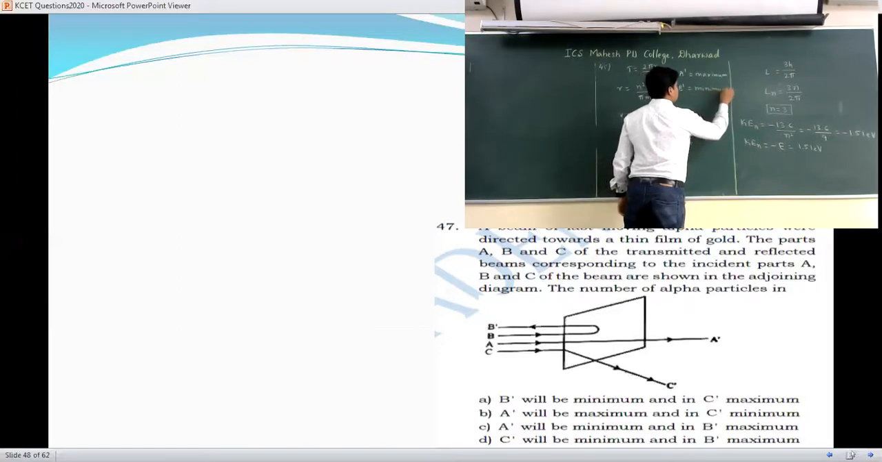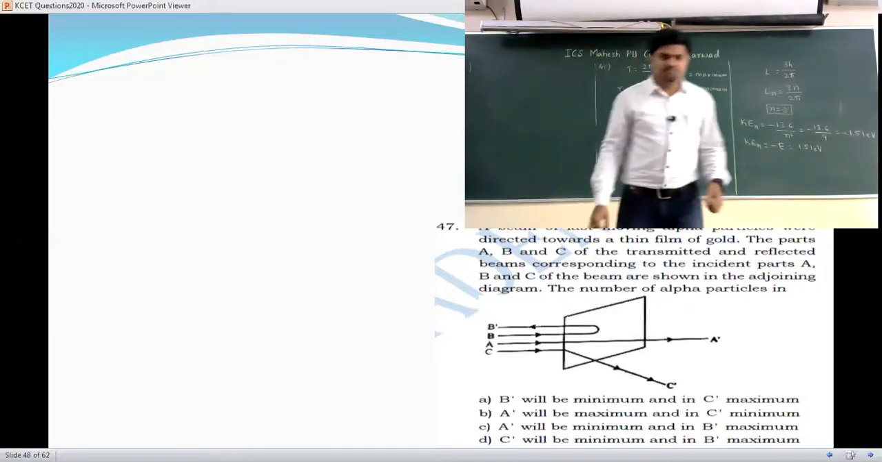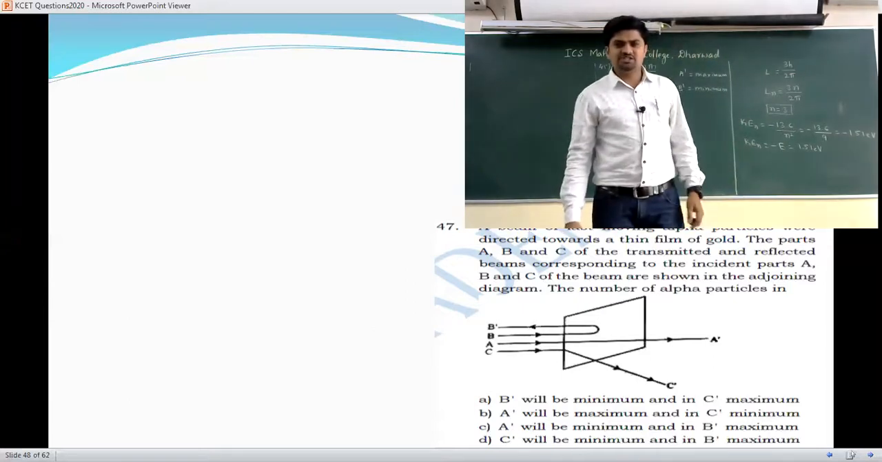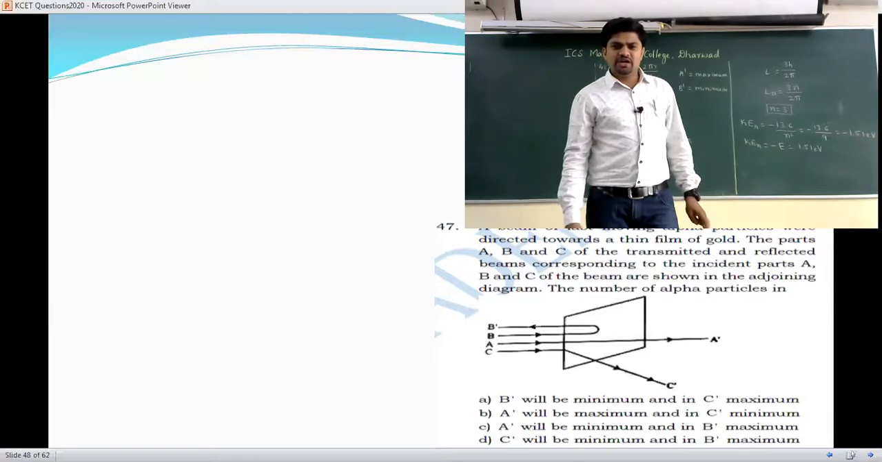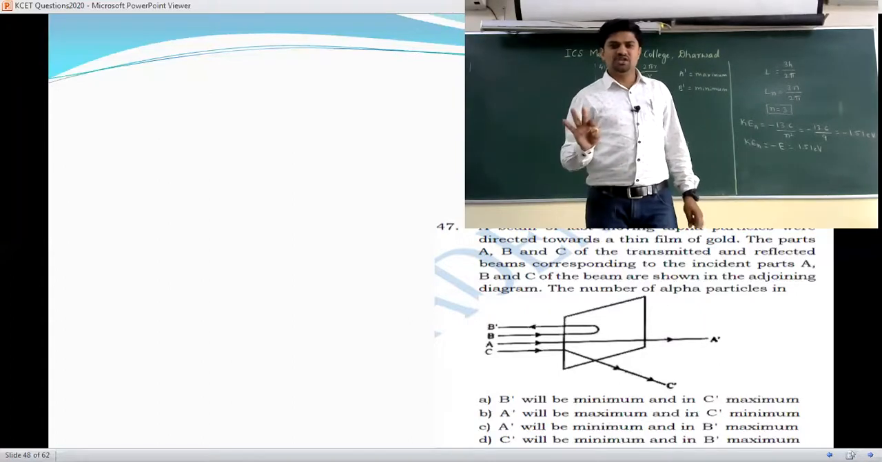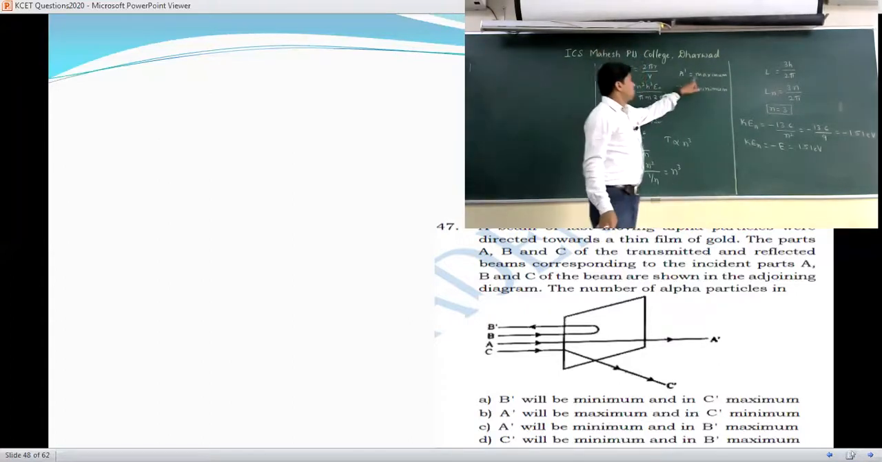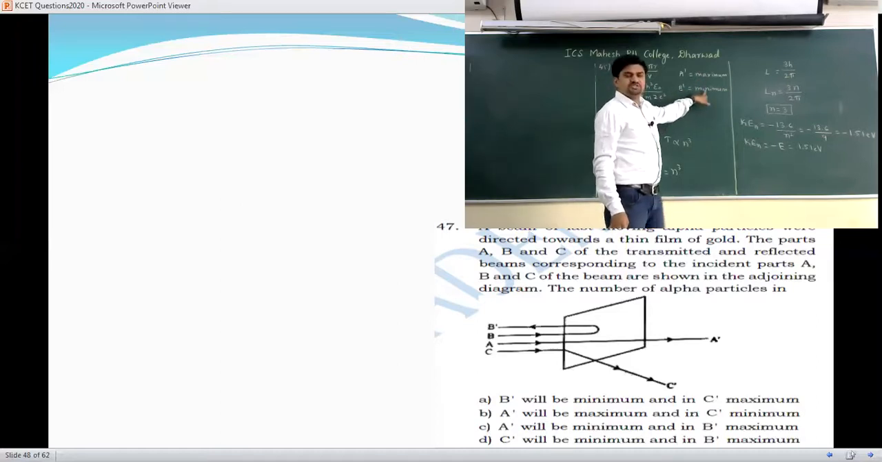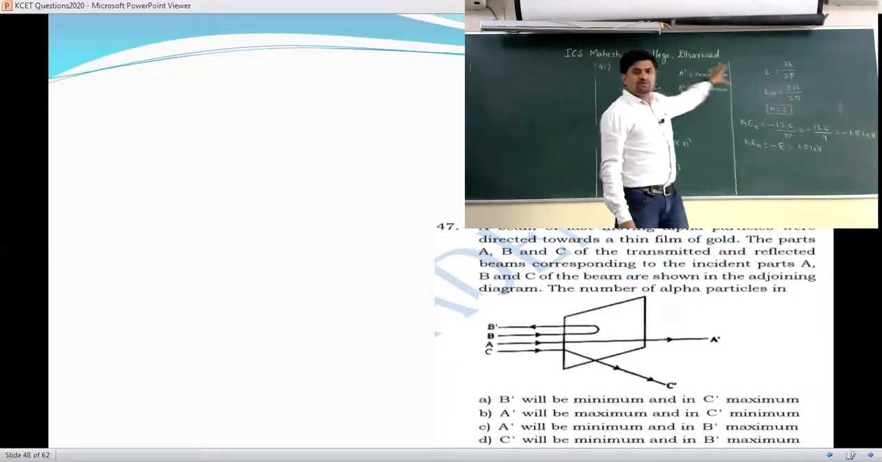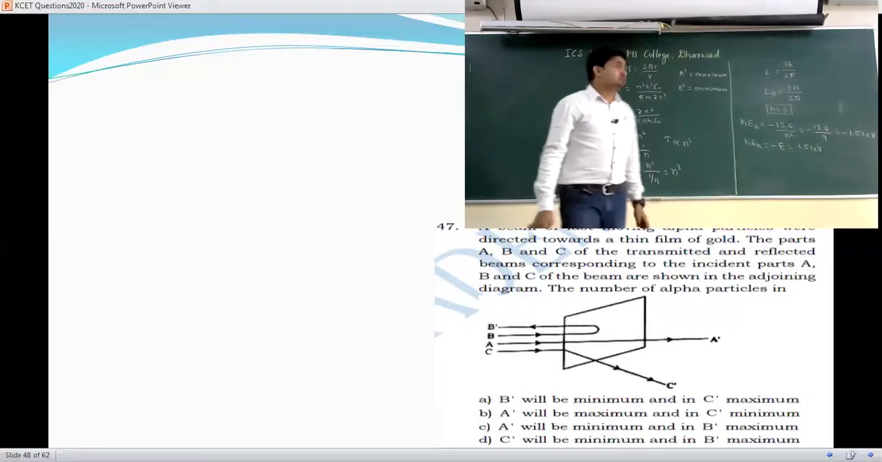Just have a look over the options there. First option, B dash is minimum and C dash is maximum, so it is not the answer. Next, A dash will be maximum and C dash minimum, no. A dash will be minimum, no. C dash will be minimum, no. If you see all the options A, B, C, D, none of the options suits here. So your answer should be A dash is maximum, B dash is minimum, but we don't have our answer in the options. Let us go to the next one.